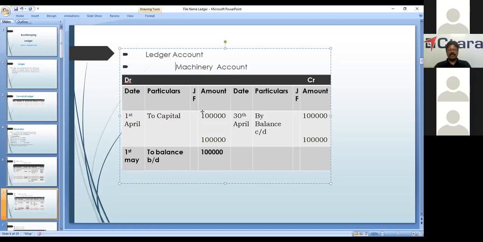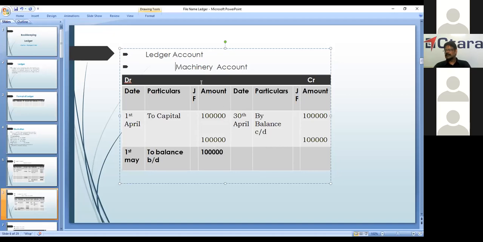How much did the machinery cost? 1 lakh. Put it in the debit column because machinery is a debit item. That is in the form of capital, and please don't get confused. Machinery account, debit item, just put the amount in the debit column, and then it's received as capital. Write here, to capital, 1 lakh. On the debit side it is 1 lakh, and on the credit side we don't have anything, so we have to balance it. Here also we put 1 lakh and balance the account.